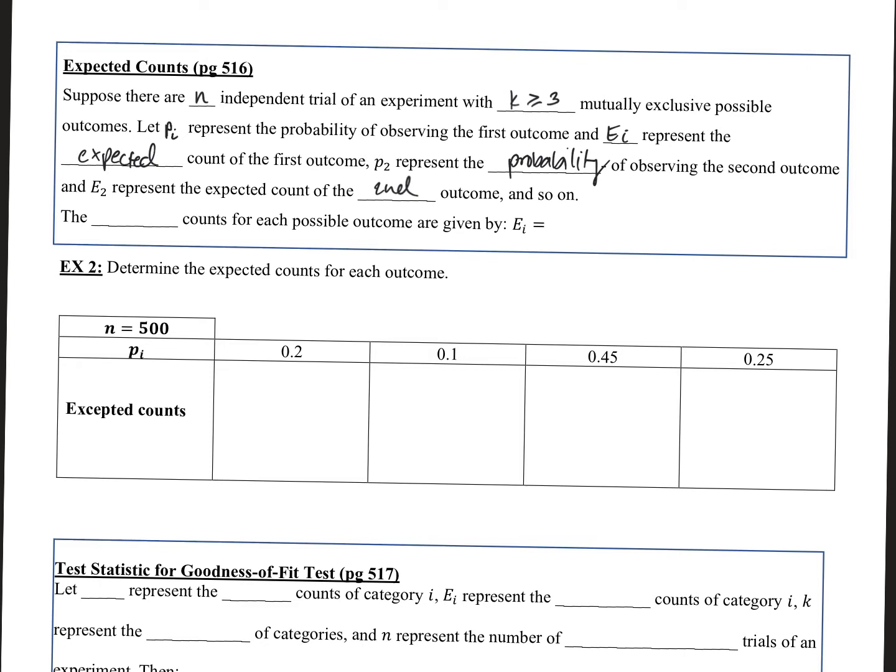Alright, so then the expected counts for each possible outcome are given by e sub i equals mu sub i, which is equal to n times p sub i, so n times the probability, where we have all the different values, the first one, second one, third one, and so on until we hit k, the number of possible outcomes that we're looking for.